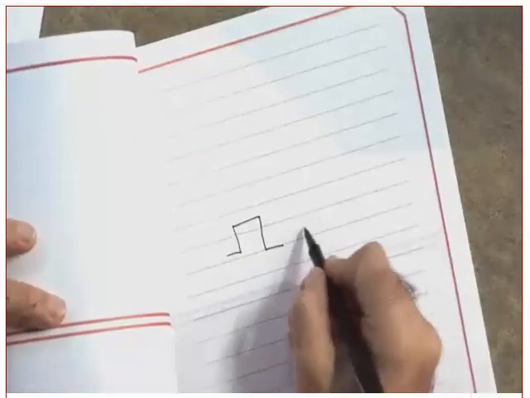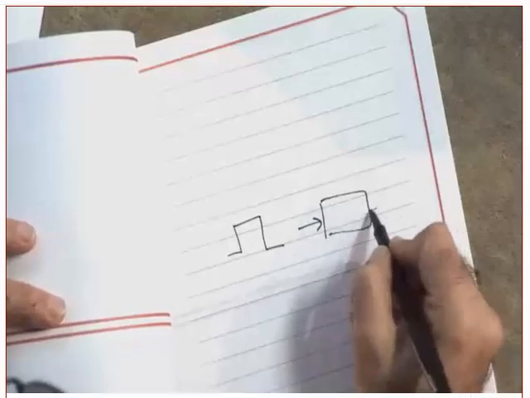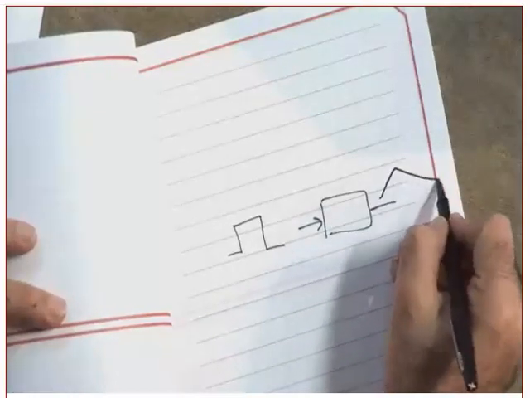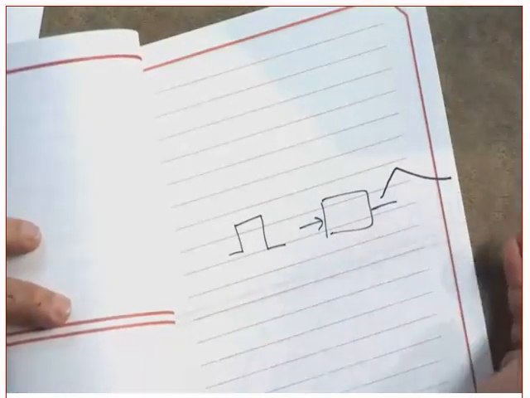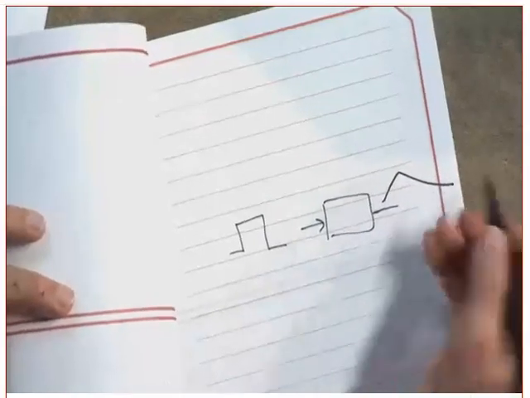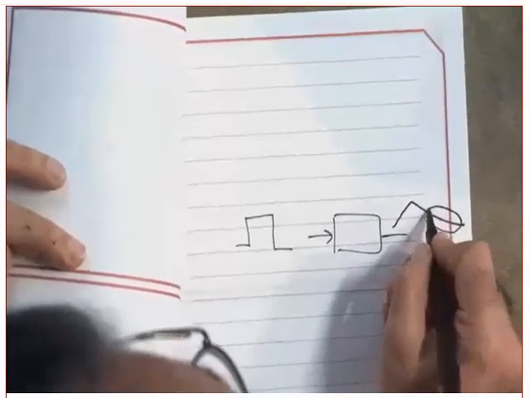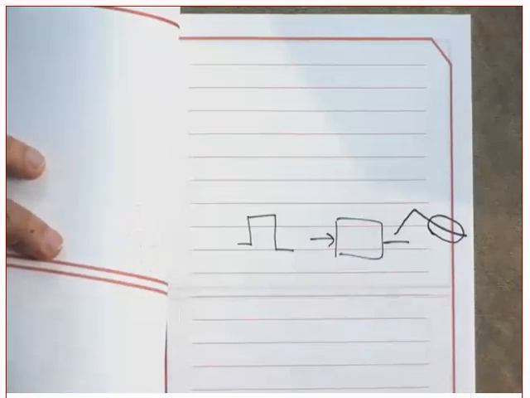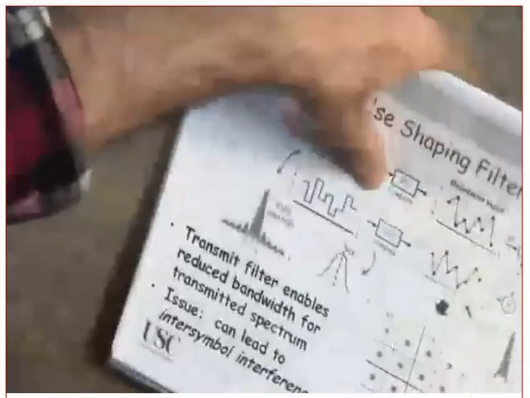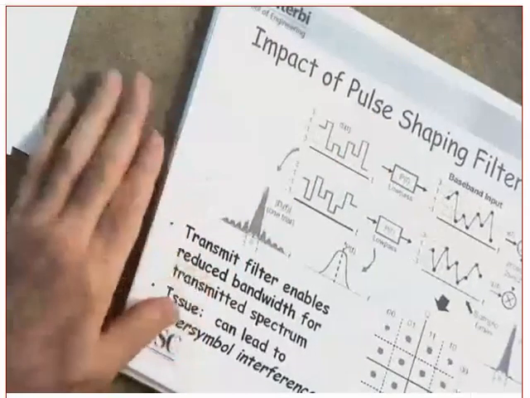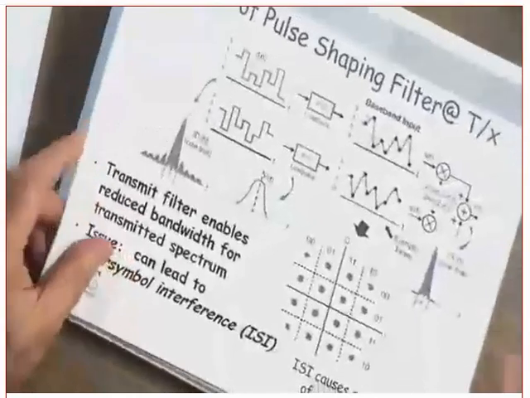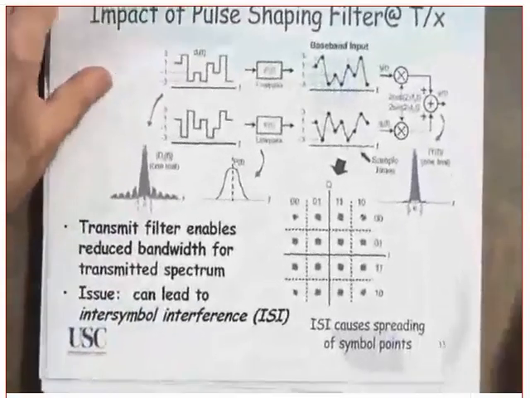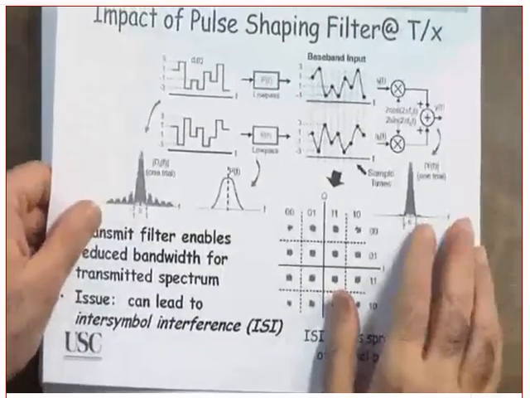If you apply this and you apply it through a filter, a low pass filter, what you are going to get is something like this. Did you get my point or not? Now, what is the problem with this? The problem is that this portion will interfere with the next symbol. And that is why we call it ISI. ISI stands for inter-symbol interference. You are interfering with yourself. Did you get this or not?